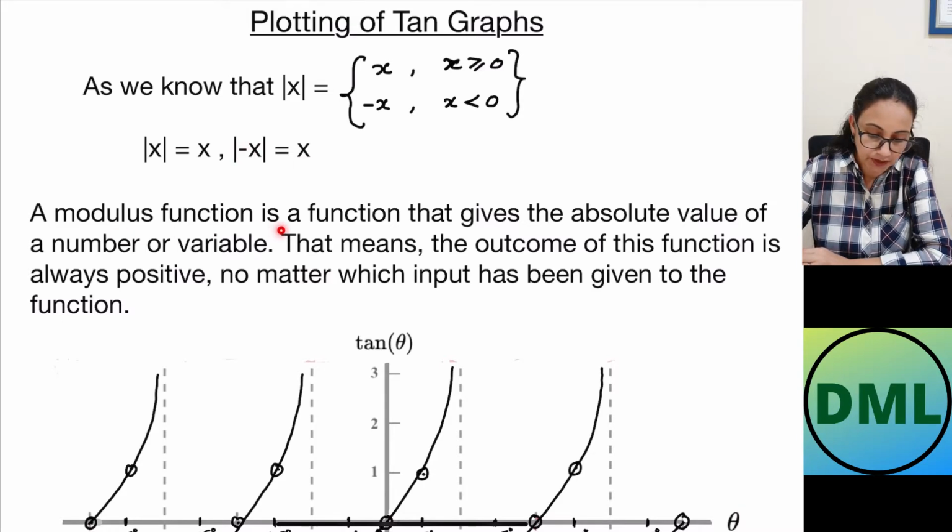A modulus function is a function that gives the absolute value of a number or variable. That means the outcome of this function is always positive, no matter which input has been given to the function. You can give the positive input and you can give the negative input, but the answer is always positive. That means it will give you the absolute value of a number or variable.